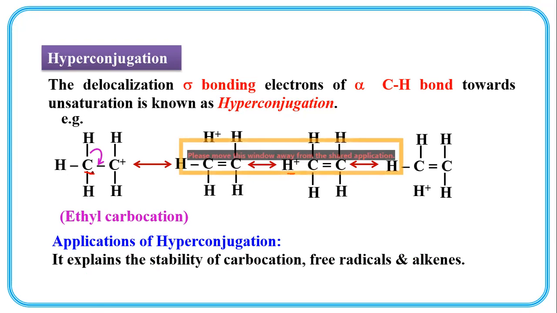It is possible because this carbon-carbon single bond rotates easily around the axis. So to this vacant p orbital, this C-H bond's electron gets stabilized by this positive charge, and hence hyperconjugation takes place.